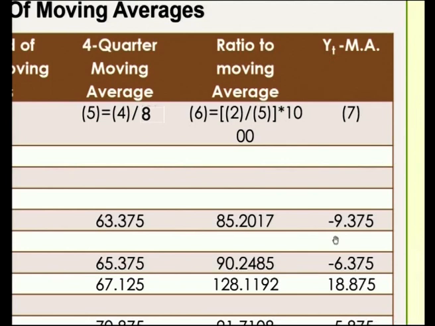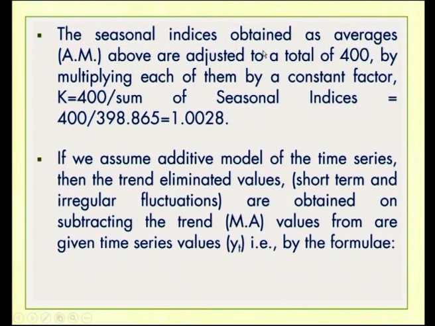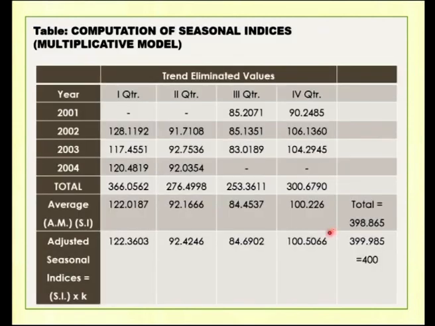Then let us see how this minus 9.375 comes from the calculations in the next slide. The seasonal indexes are obtained as averages, that is arithmetic mean, and the above are adjusted to a total of 400 by multiplying each of them by a constant factor. K is equal to 400 divided by the sum of seasonal indexes. What is the sum of seasonal indexes?